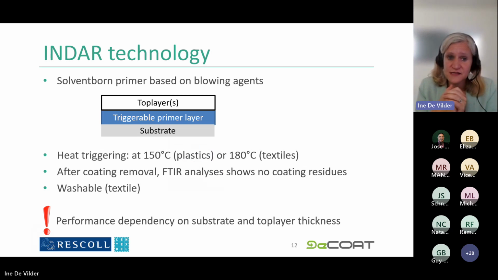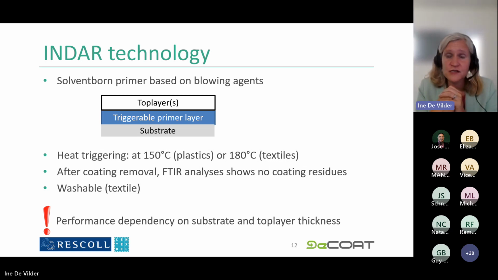If you go more into detail on this Indar technology, this is for the moment a solvent-borne primer, which is based on blowing agents. So between the substrate, either the plastics or the textiles, you apply this primer layer and then you put the conventional coatings or paints on top. In case of plastics, we do the triggering at 150 degrees Celsius. For the textiles, we need slightly higher temperatures, 180, because a textile, the standard, for example, a polyethylene coating is actually cured at 150 during the production. So we need to be at least 30 degrees above the production temperatures. So we do the triggering at 180.